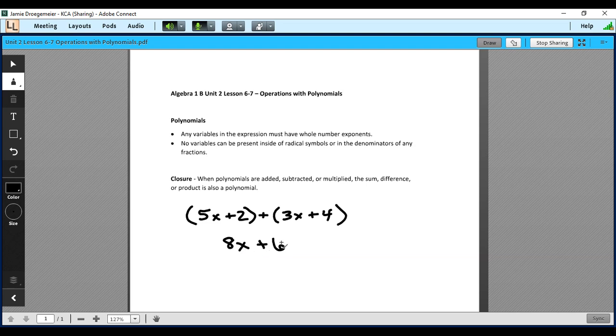It has multiple terms. So that's the idea of closure with these polynomials. We have the same thing with multiplication, the same thing with subtraction. Division does not have closure with polynomials. So that's one thing to remember here from this particular lesson.